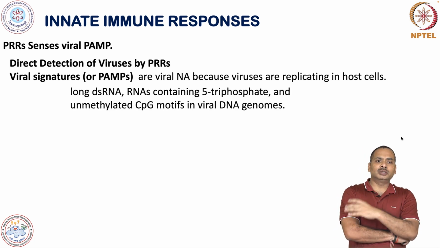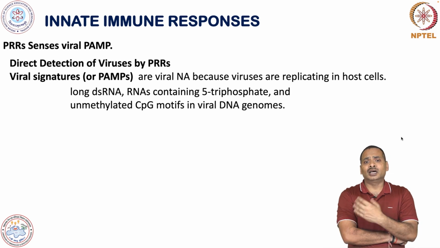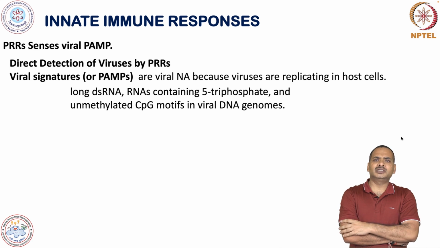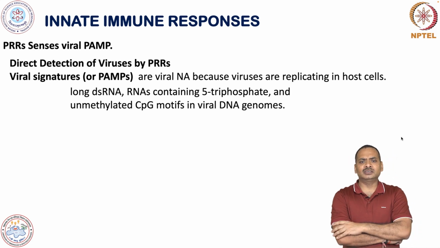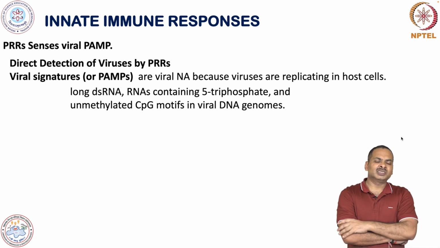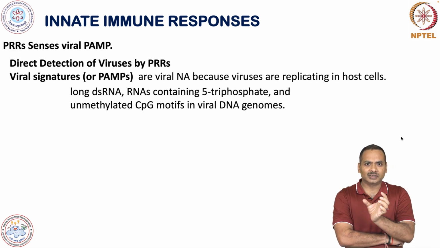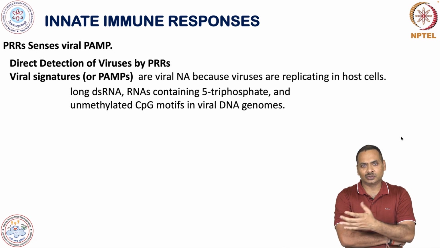So there is long double-stranded RNA, RNA containing triphosphate, and unmethylated CpG DNA from DNA viruses, which is mainly present in DNA viruses, where the genome is DNA, which is quite obvious.